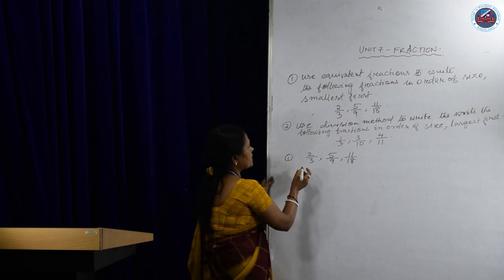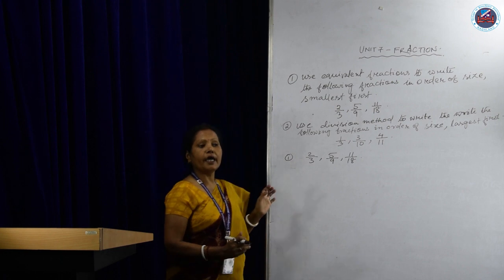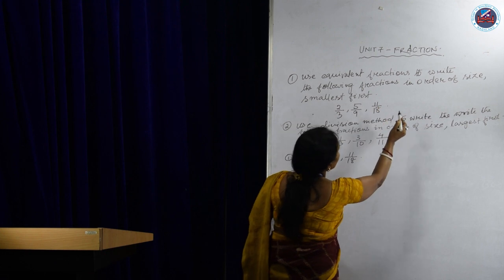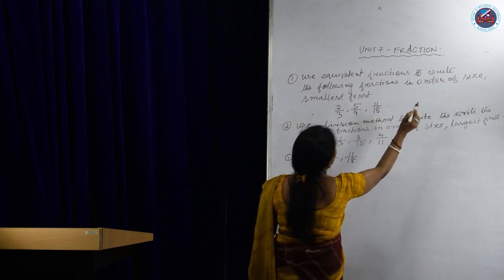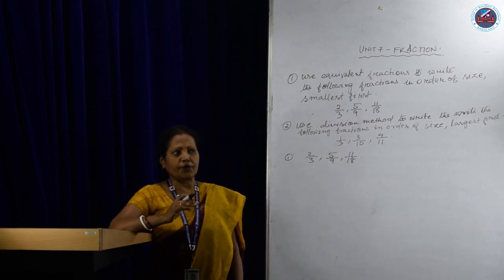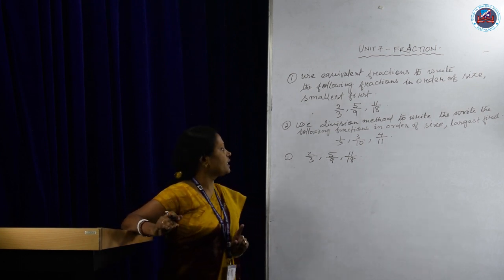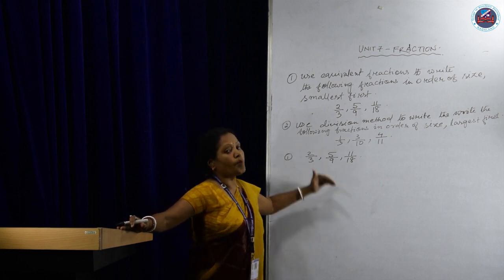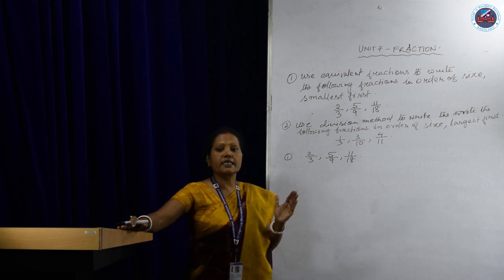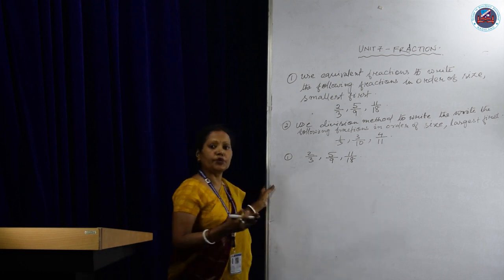So here are the fractions. The fractions are 2 by 3, 5 by 9 and 11 by 18. The question given here is, use equivalent fraction to write the following fractions in order of size, that is smallest first. Dear children, we can arrange the fraction in two different ways. The first method is through converting into common denominator, means converting into equivalent fraction. And the second method is by dividing the fraction and converting them into decimal.